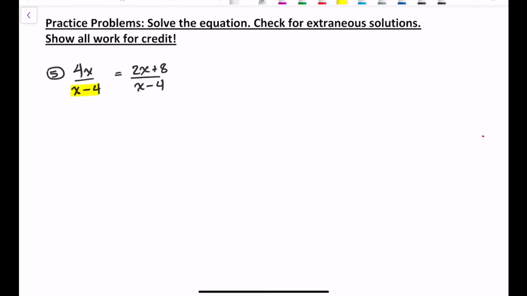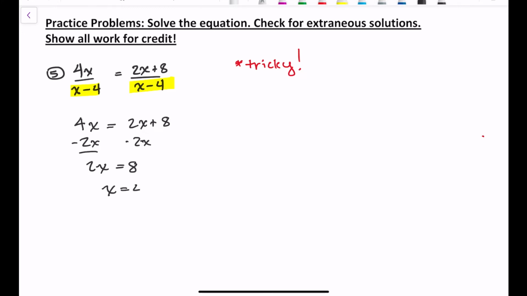All right, this looks like something we would cross multiply, but take a closer look. The denominator is exactly the same, but it's going to be a little tricky. When the denominator is the same, that makes it easier. I just need to set the numerators equal to each other and solve for x. So I get 2x equals 8, x equals 4.